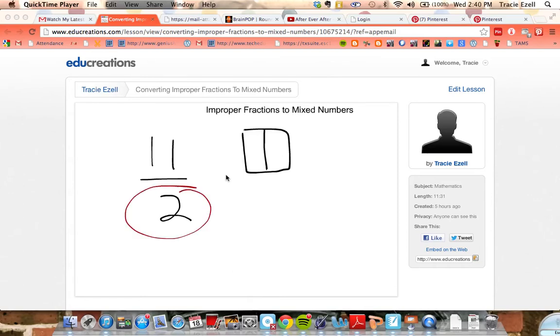that means that your whole is broken into two separate pieces. So I've drawn a picture to show that your whole over here is broken into two pieces. That's what the bottom of your fraction is going to tell you. Also, the top of your fraction tells you how many pieces you are using.